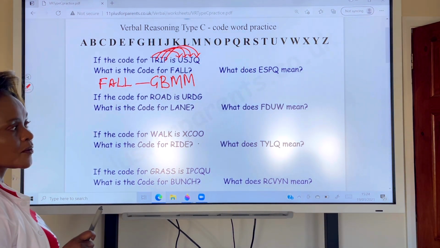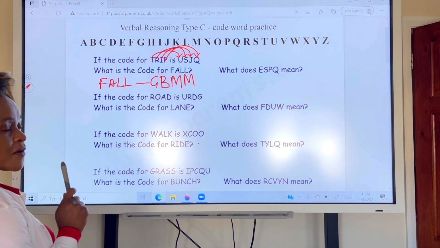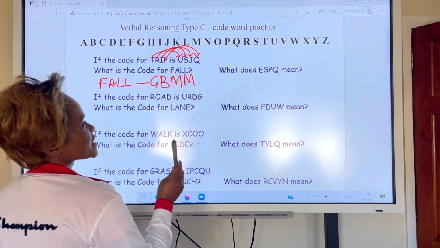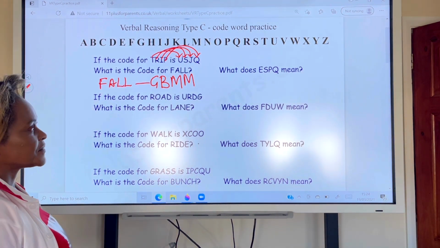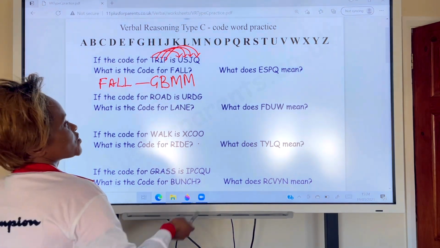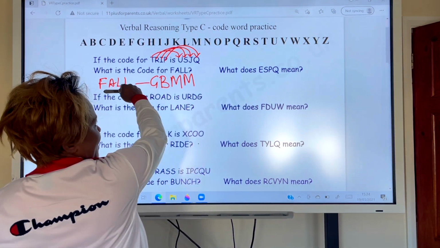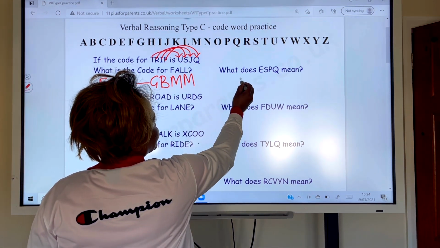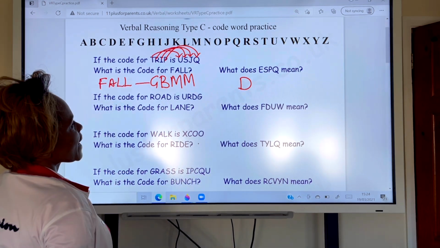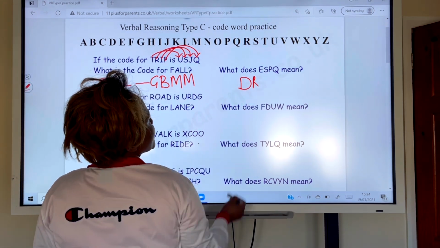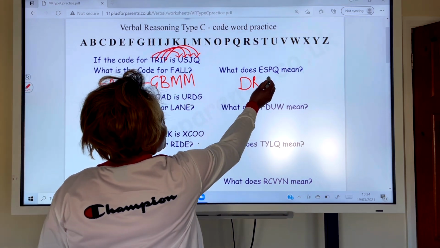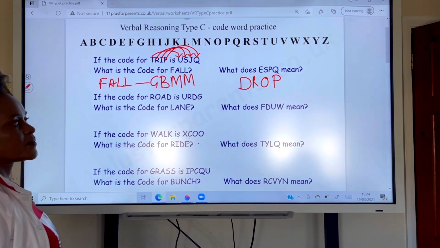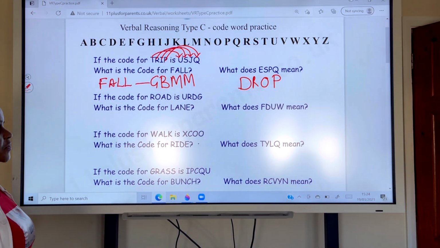On that one, we have got the code, which means we went forward to get the code. So we are decoding, going backwards to find the word. All of the letters were 1 forward, which means we are doing 1 backwards. The letter before E is D. The letter before S is R. The letter before P is O. And the letter before Q is P. So your word will be drop. Let's try the next one.